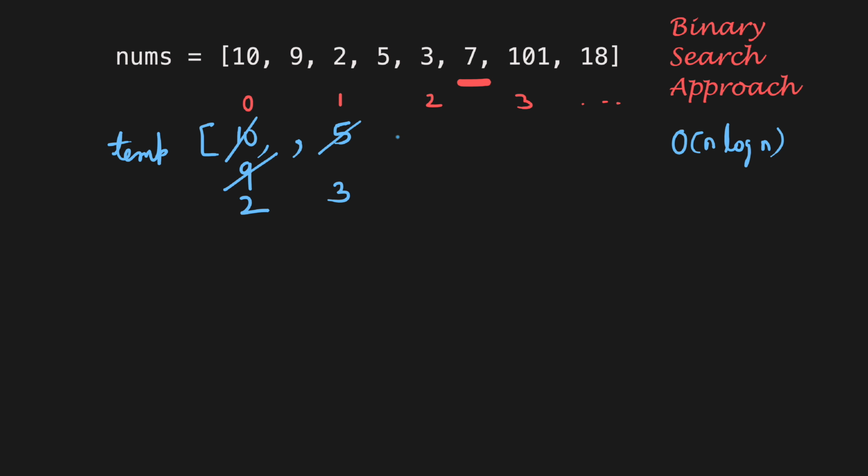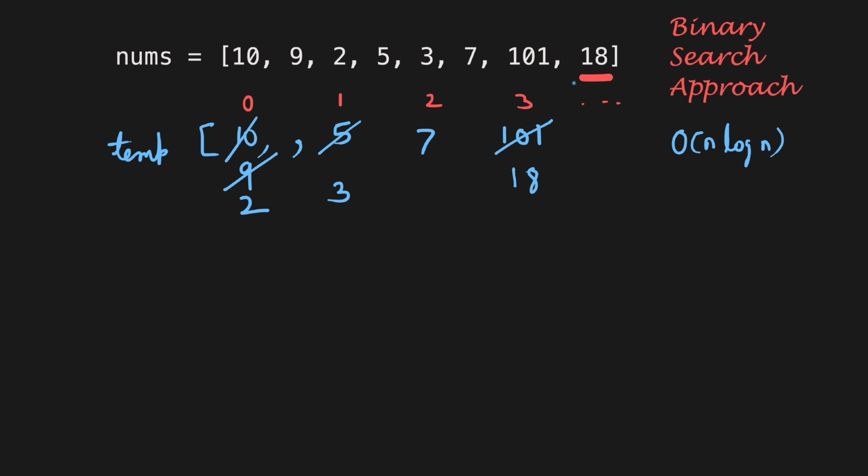And the position of 7 in the temporary list should be index 2. So we append 7 to the list and come to the next element, which is 101. And the insertion position of 101 in this temporary sorted list is index 3. Hence, we will append 101 to this temporary list and go to the next element, which is element 18. And the insertion position of the element 18 in this temporary list is index 3. So, we will replace 101 with 18.